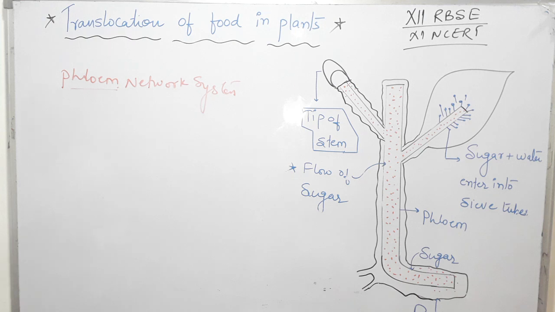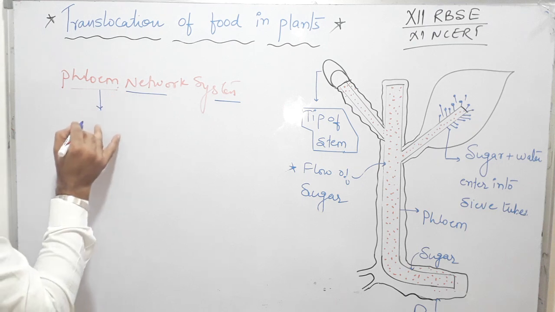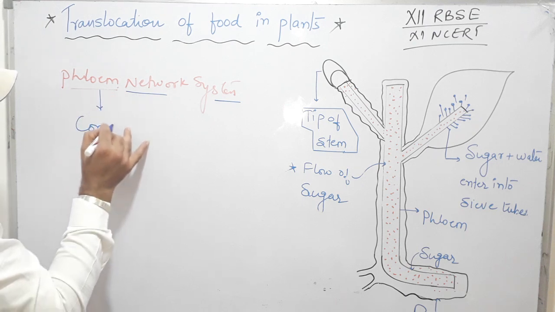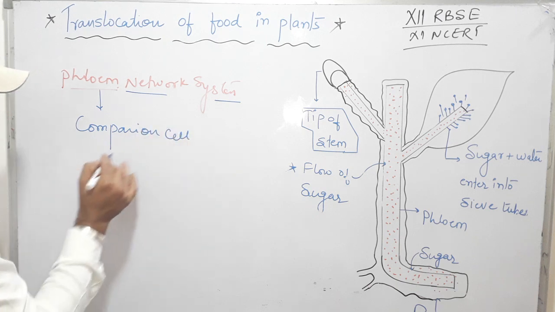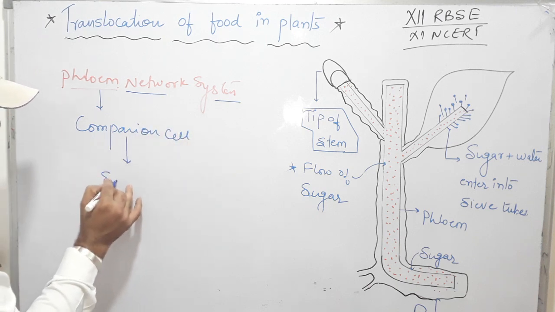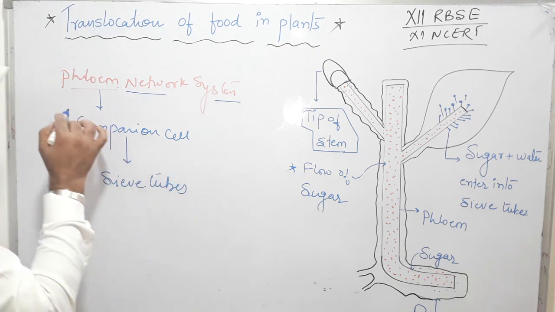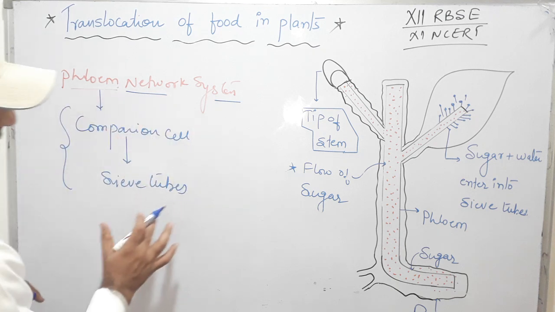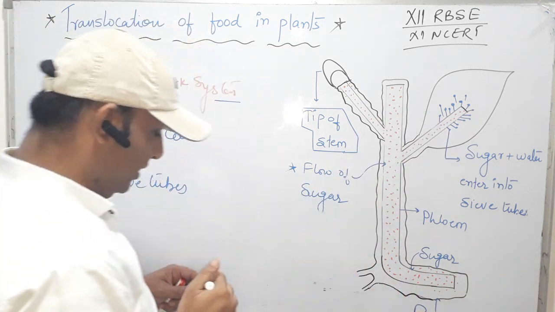Now, this phloem network system consists of, first of all, companion cells, then sieve tubes and other phloem parts. So it is a complete network which starts from the leaf and goes to the different parts of the plant.